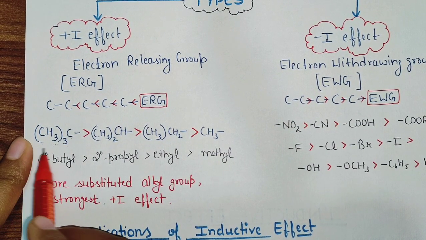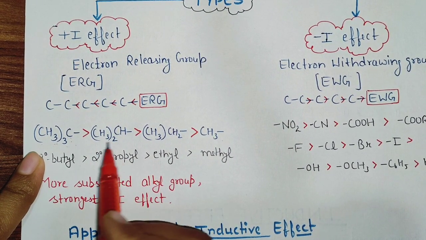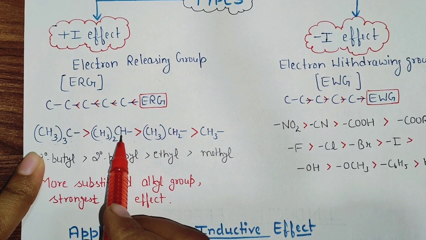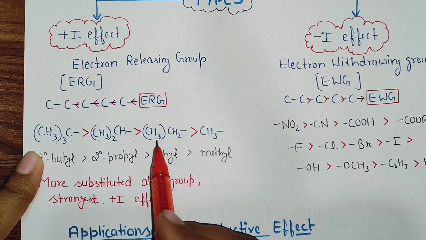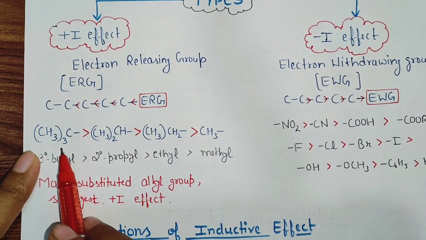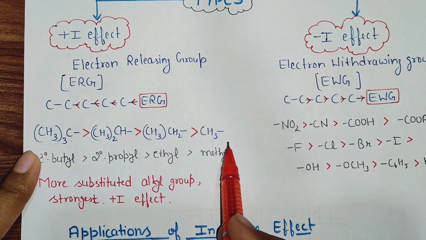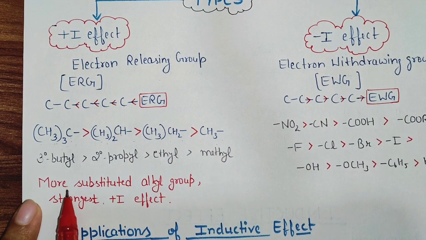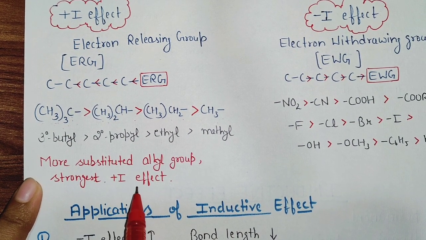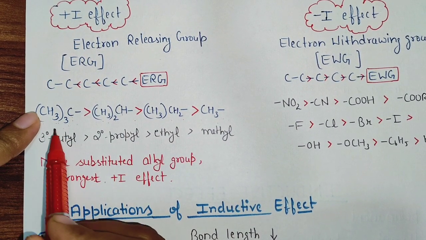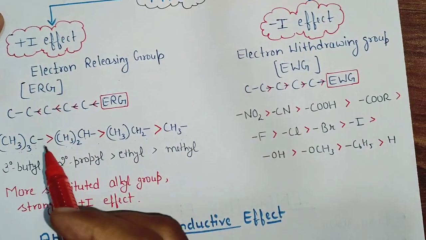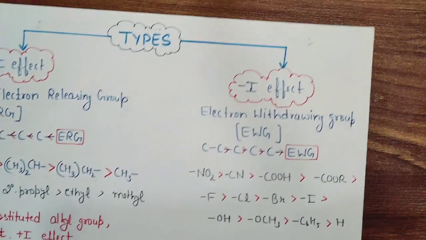The plus I effect of tertiary butyl is maximum as compared to secondary propyl, because only 2 CH3 groups are attached to the carbon. After that, the ethyl group has a lesser plus I effect as compared to these, and then after that the methyl group has a very small plus I effect. The more substituted alkyl group has the strongest plus I effect. As you can see, it is more substituted. Three alkyl groups are attached to this carbon, so it will show the strongest plus I effect.